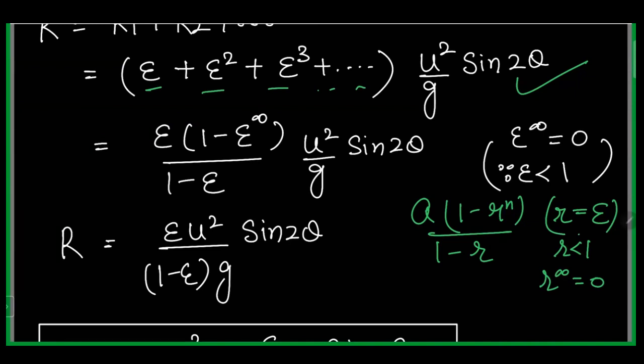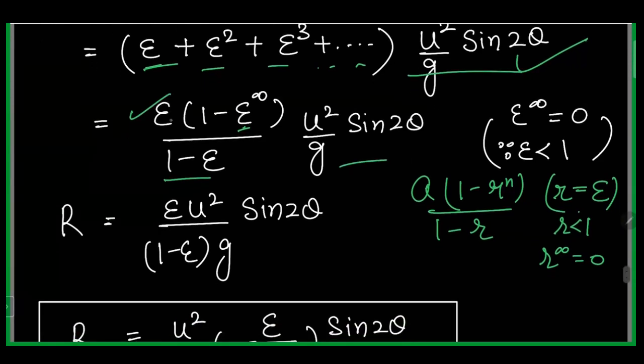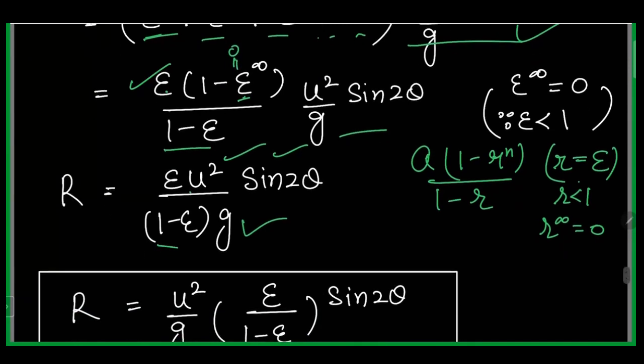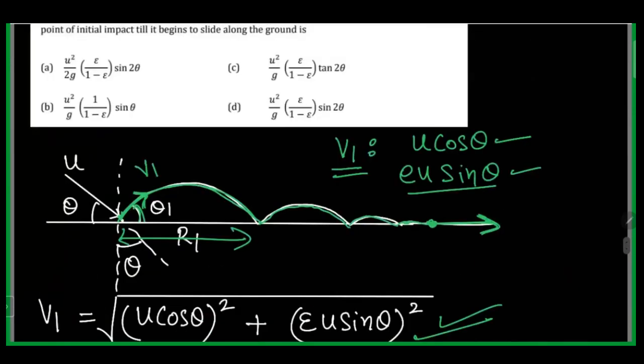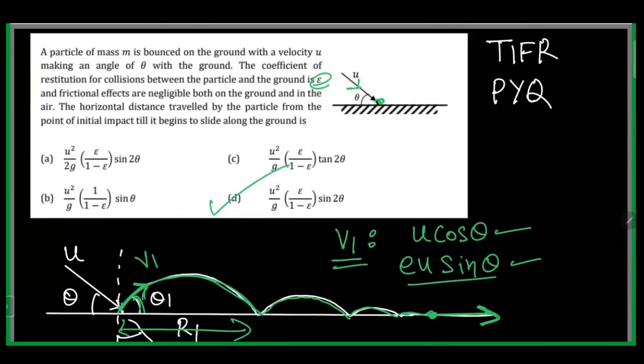So what will your formula be? A is epsilon, so I will put A as epsilon. 1 is 1. R is epsilon. So epsilon raised to infinity divided by 1 minus epsilon. As I mentioned, if your r is less than 1 or epsilon is less than 1, epsilon raised to infinity will become 0. And the common factor is u square by g sin 2 theta. So this will become epsilon u square sin 2 theta, this thing will be 0, so 1 minus epsilon into g. This is your formula. So what I can write is u square by g, epsilon by 1 minus epsilon, into sin 2 theta. Let's see which option is correct. So your option number D is correct.